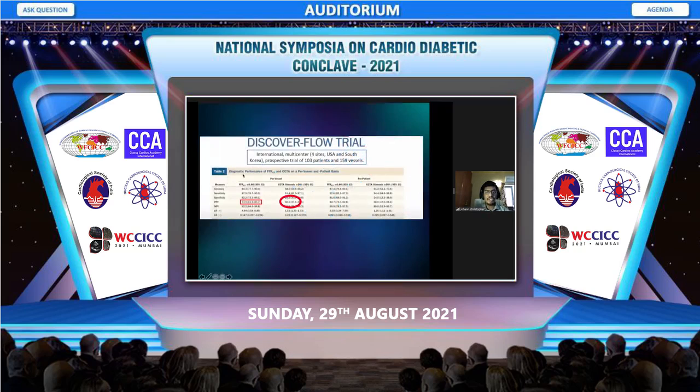What is also important is they showed a huge increase in the PPV for FFR-CT, 74, compared to the positive predictive value of only 46 for anatomical CT.